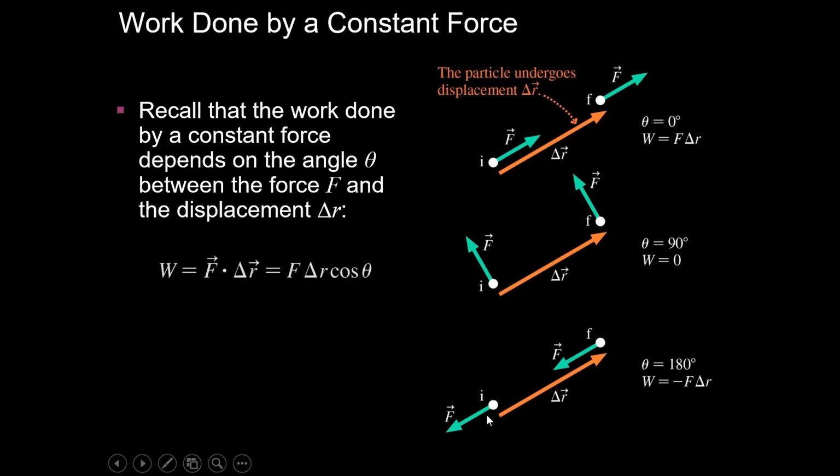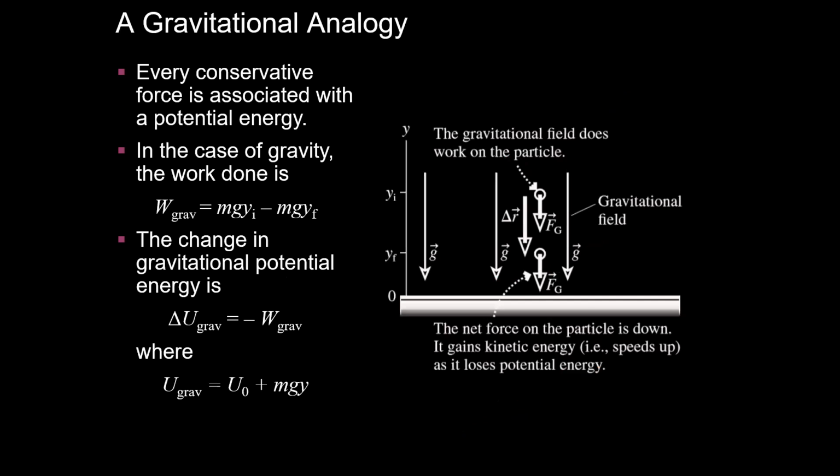Work can be negative when the force is applied opposite the displacement. And you remember from the work-kinetic energy theorem that in the first case, with the work being positive, the speed increases. If the work is negative, the speed decreases. If the work is zero, the speed holds steady, right? That's why a particle in circular orbit never changes its speed.